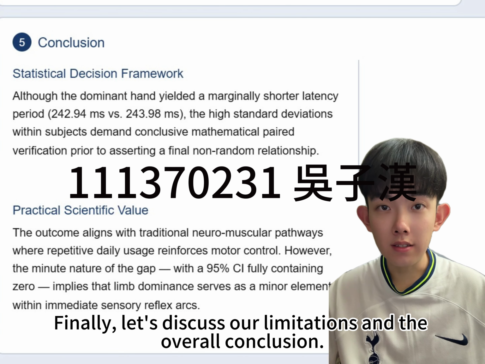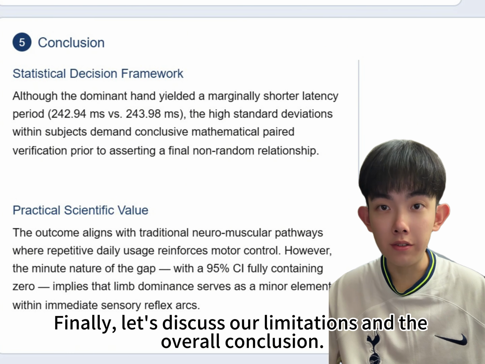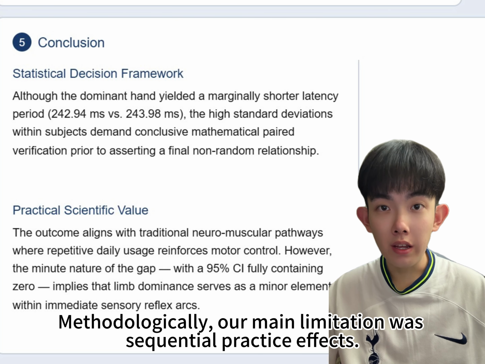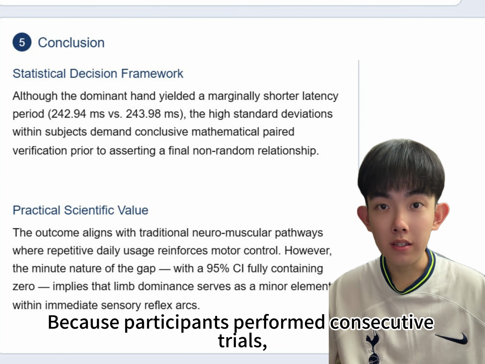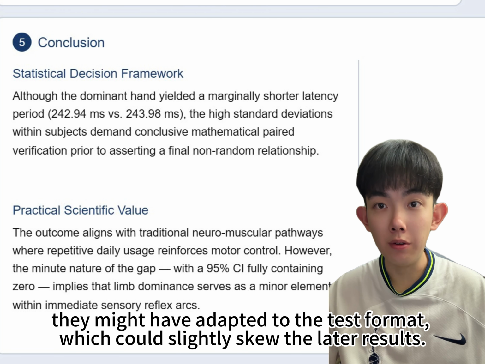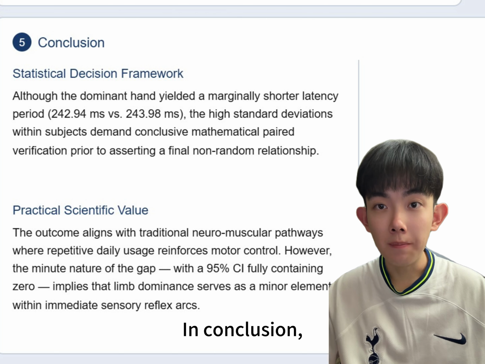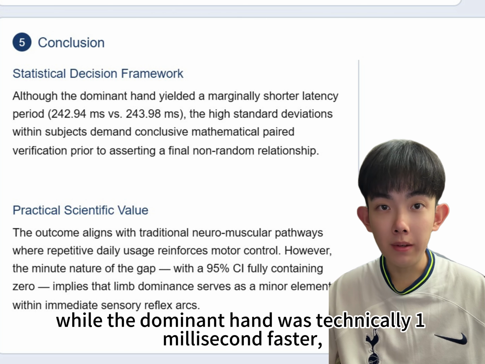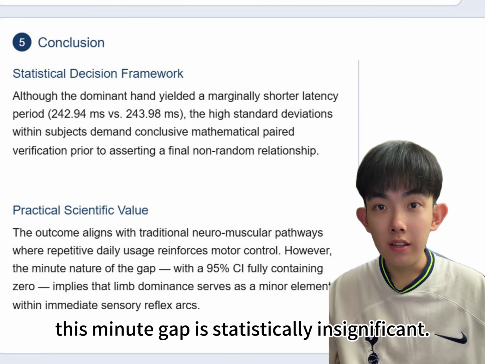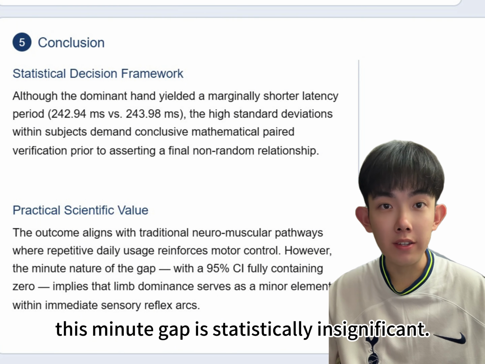Finally, let's discuss our limitations and the overall conclusions. Methodologically, our main limitation was the sequential practice effect. Because participants performed consecutive trials, they might have adapted to the test format, which could slightly skew the later results. In conclusion, while the dominant hand was technically 1 millisecond faster, this tiny gap is statistically insignificant.